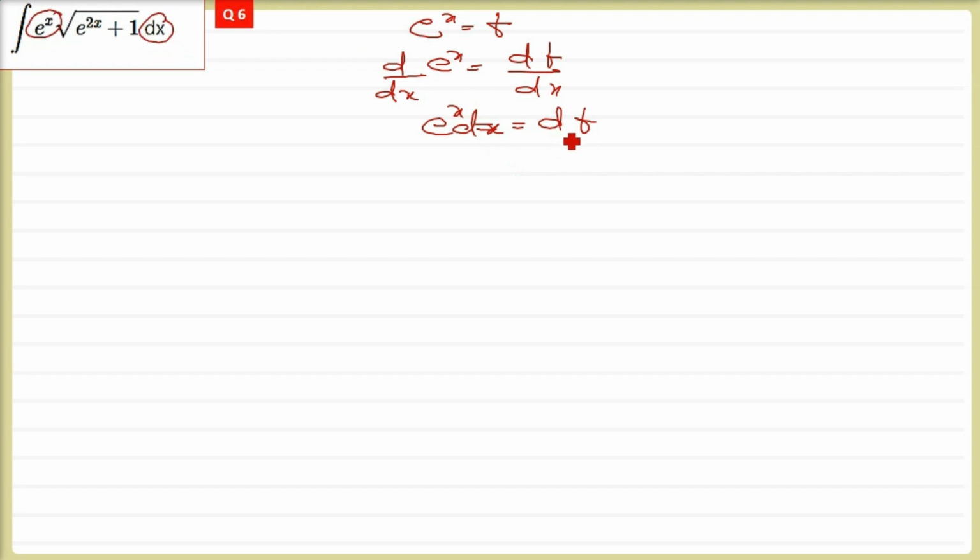So these both are known to us now, and we are ready for the replacement. E raise x dx I am replacing by dt. Inside the root, e raise x is only t, but e raise 2x will be what? If you make t square, it will be e raise 2x. So e raise 2x can be written as t square. And for 1, I just swapped these two terms and made it as a square.